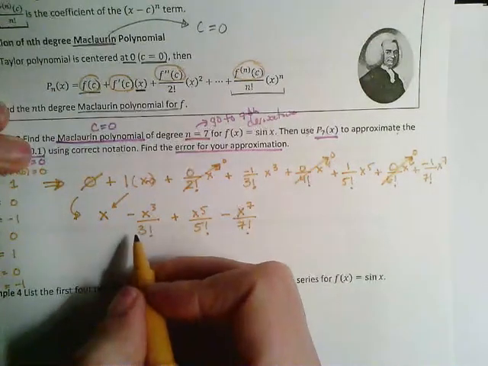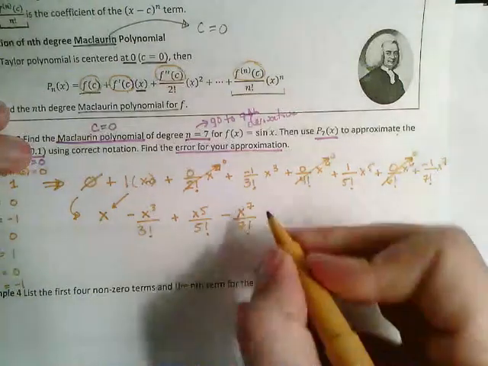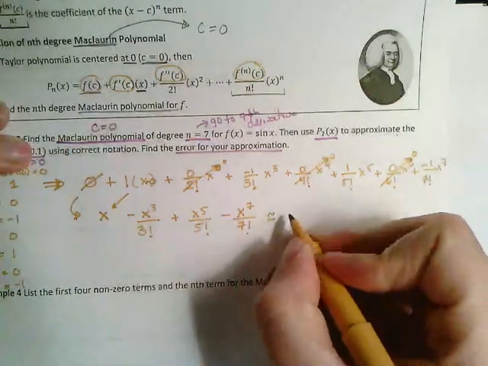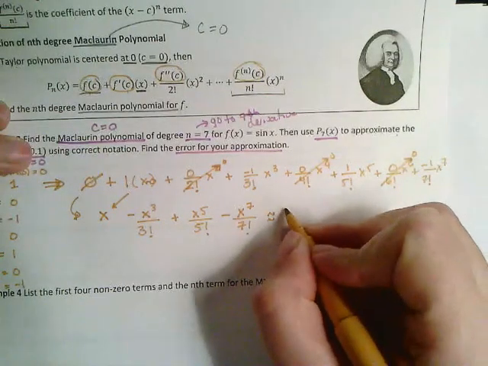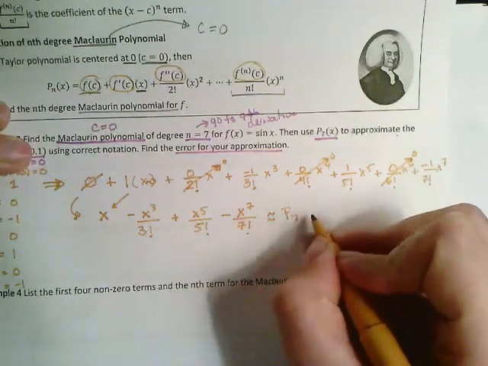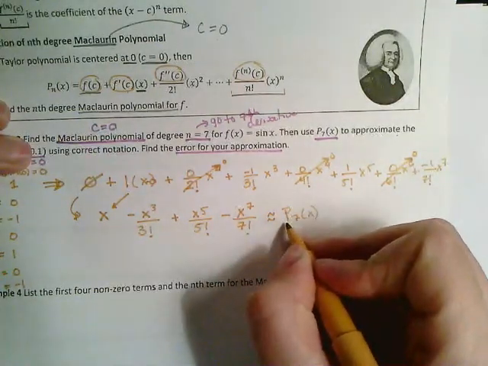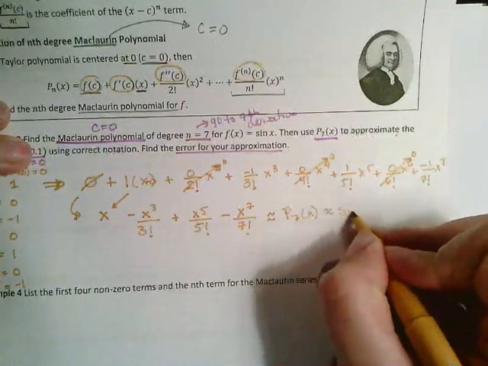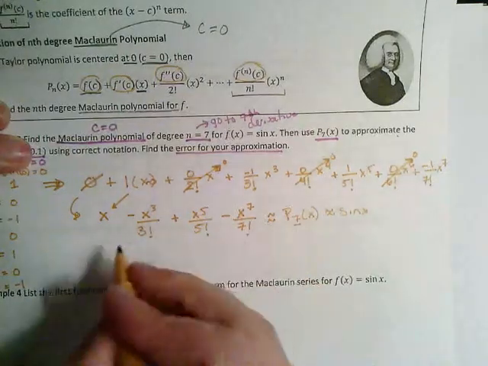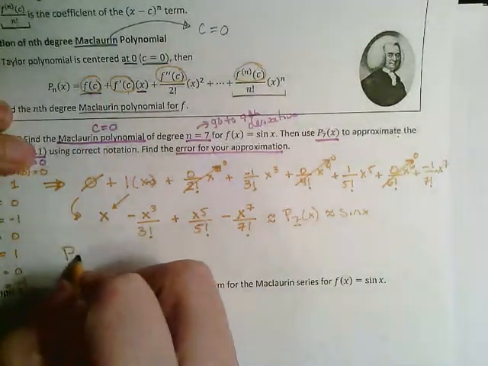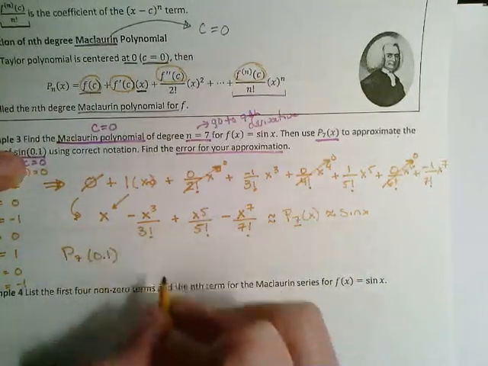And what we just did is we basically found this is going to be equal to P7, the polynomial approximation of sine of x to the 7th degree. So now we're going to use this to figure out what is sine of 0.1.